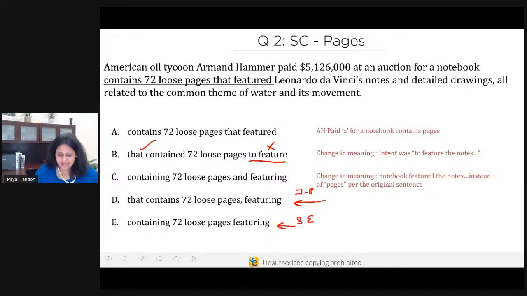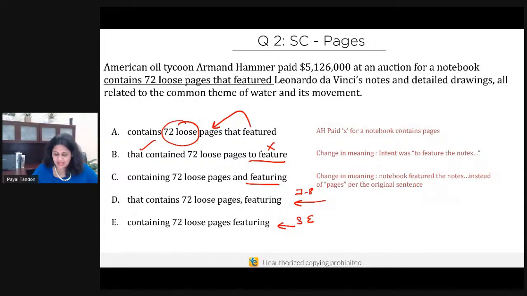Choice C, containing 72 loose pages and featuring. This is wrong. Why? Because what this is saying is that the notebook featured these notes. No, the author wants to say that these pages, these loose pages, featured these notes. Okay, so choice C is wrong.